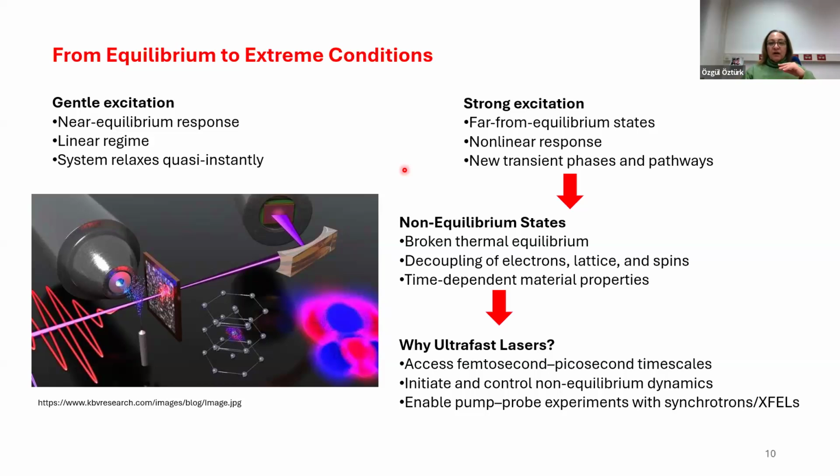But what happens if I have a strong excitation? What do I mean with strong excitation? We push the system far from the equilibrium. Electrons can be excited much faster than the lattice or spin system can respond. And therefore, you have a non-equilibrium state where different degrees of freedom are no longer in balance. And we have entirely new transient phases.